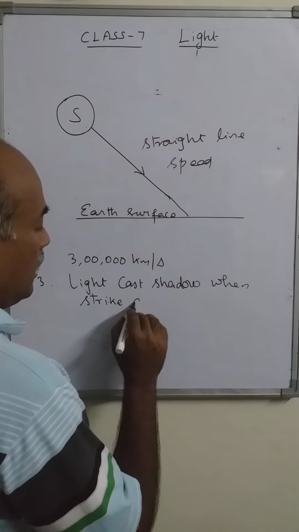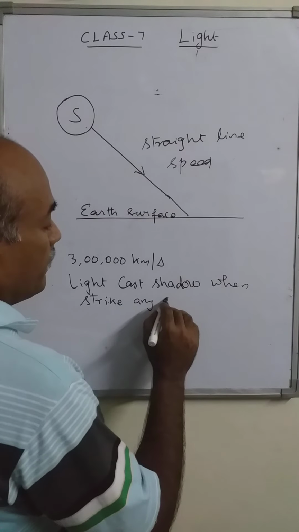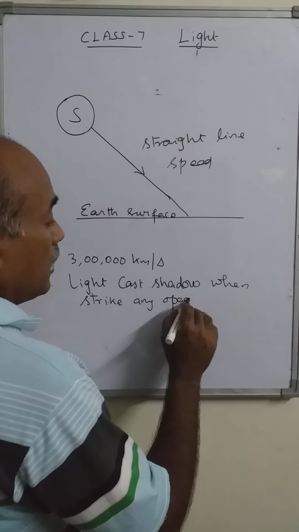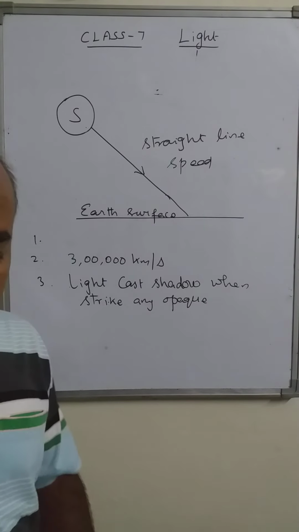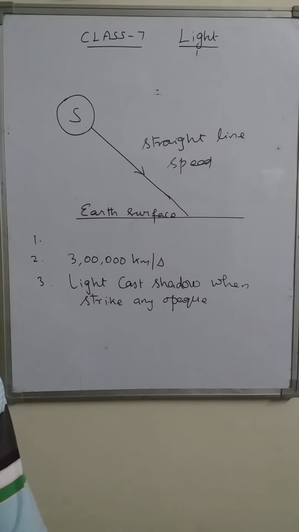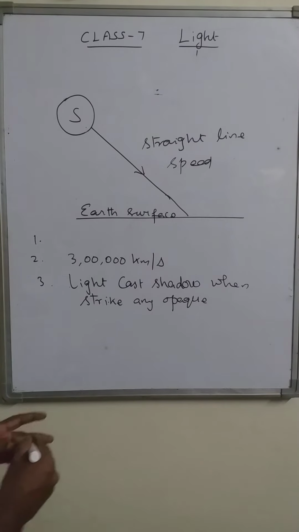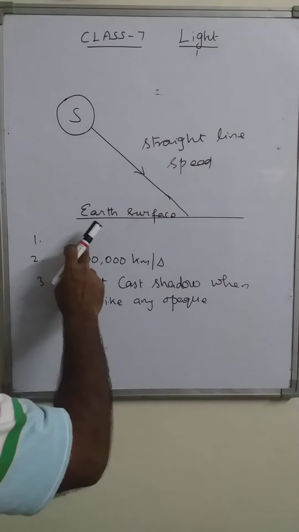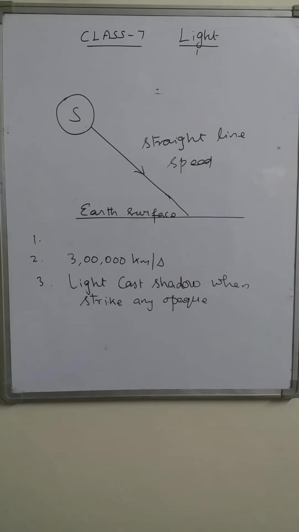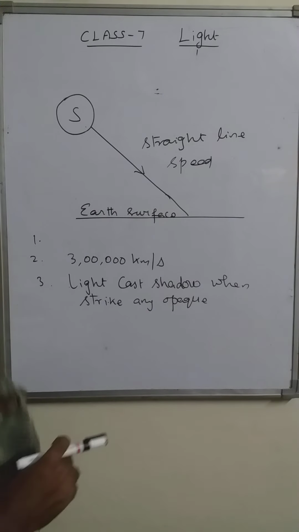Other than these properties, there are so many other properties, but at this level, you people only require these three properties. Light travels along a straight line, light travels with the highest speed, light casts shadow when it strikes any opaque surface. To show that light travels along a straight line, there is a simple activity.